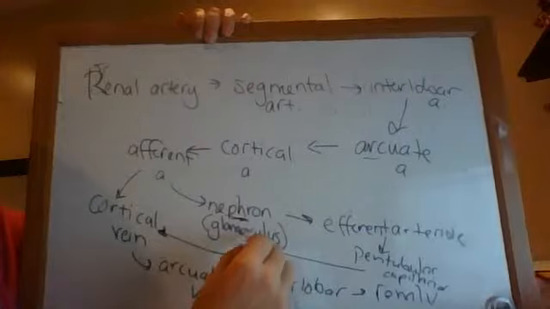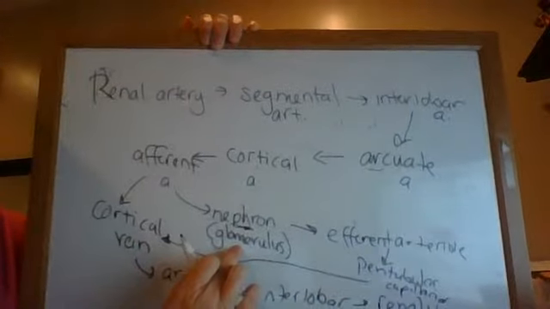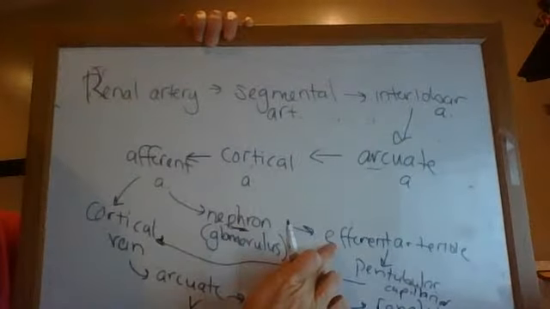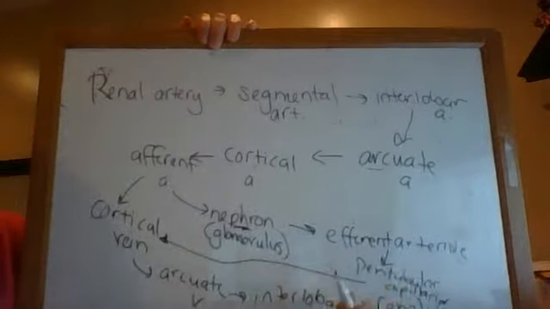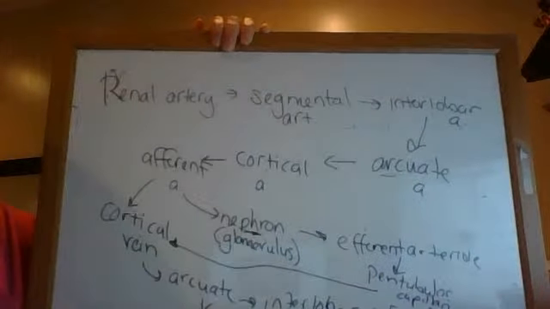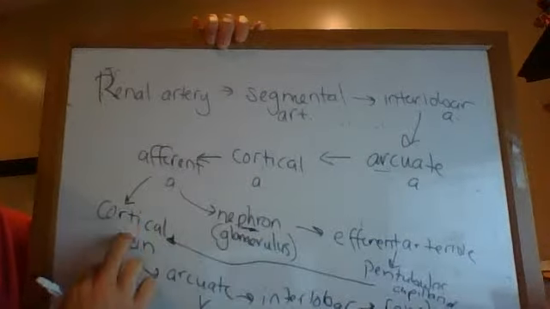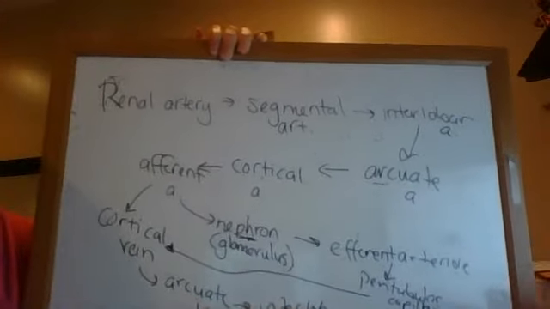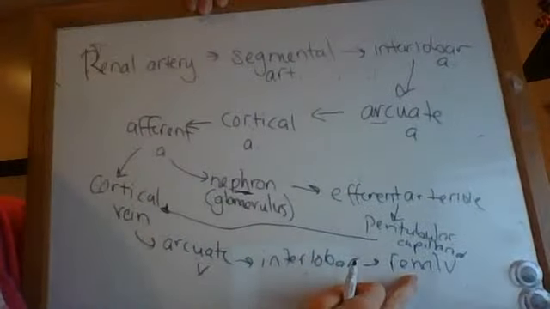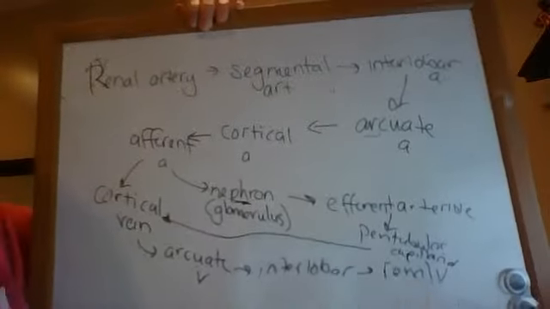The stuff that's in the plasma that's not filtered out at the glomerulus goes into the efferent arteriole, and then through the peritubular capillaries. It gets reabsorbed back from the nephron, and it comes back into the cortical vein, arcuate vein, interlobar vein, and eventually the renal vein. Sorry, my handwriting's terrible. The renal vein, which again is just going to dump everything right back into the systemic circulation.